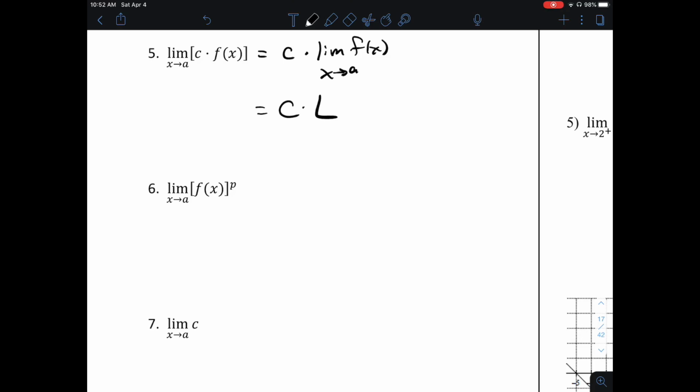Number 6, if you have an argument that is raised to an exponent, if you want, you can find the limit of the argument and then raise the answer to the exponent.